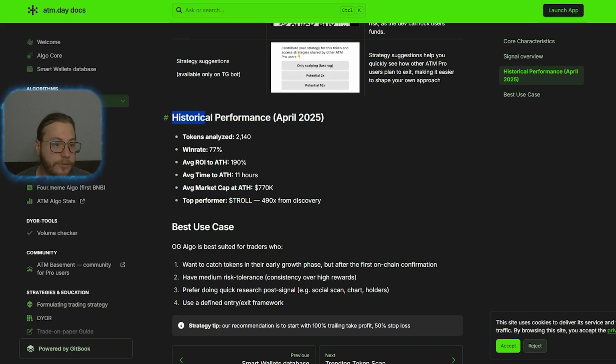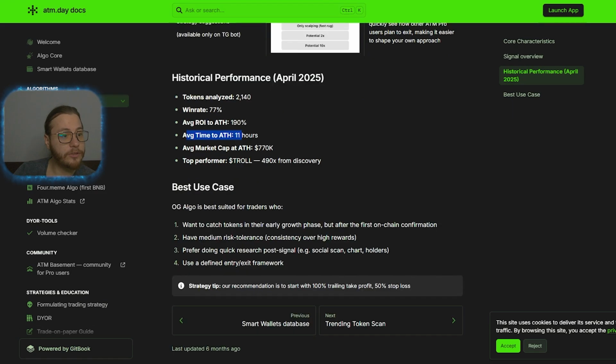Here we can see the statistics from April 2025. Tokens analyzed: over 2000, win rate 77%, average ROI to ATH is 190%, average market cap at ATH is $770,000. Top performer, as you can see, this is Dollar Troll with 490 times from discovery. Best use case, and it's also very important because here you can analyze for what situation this algorithm is going to be the most useful for you.